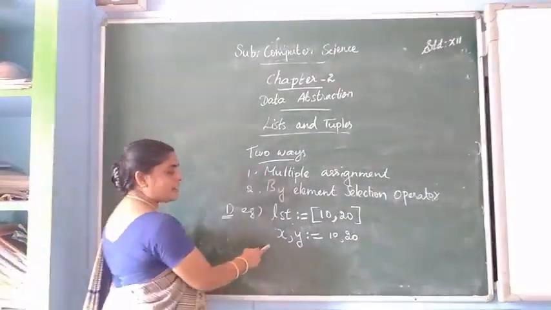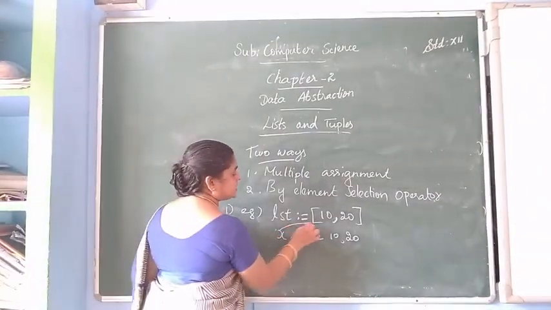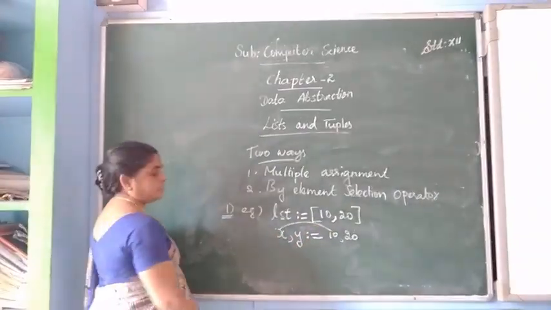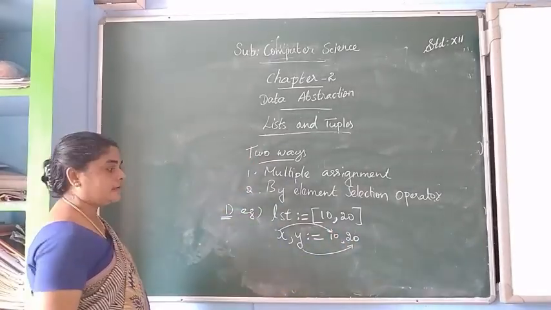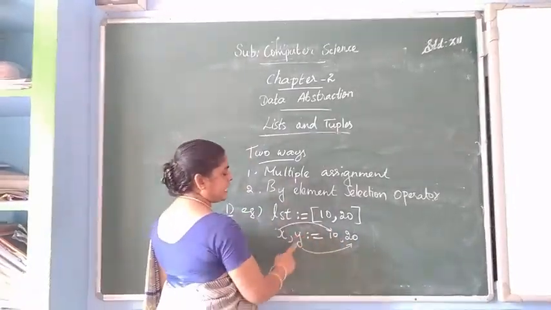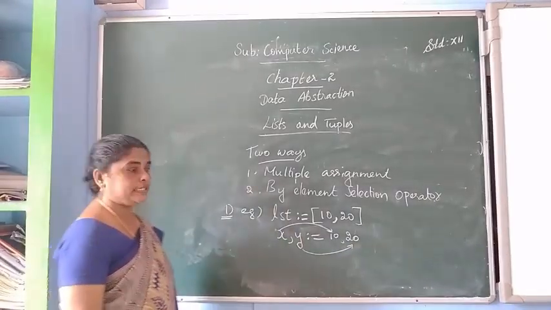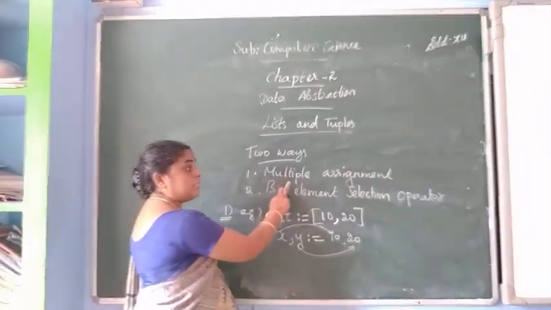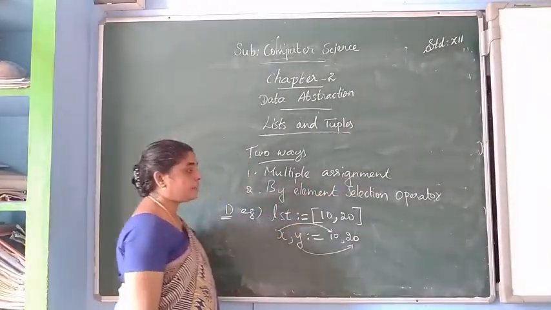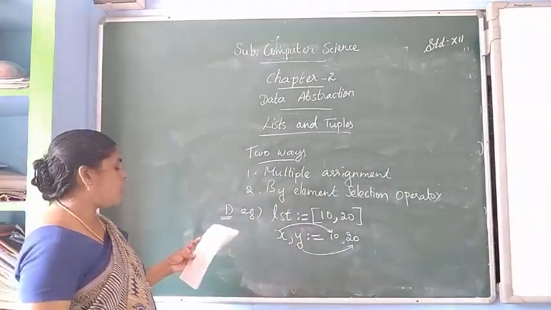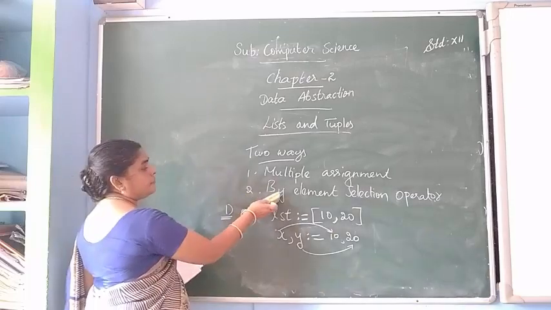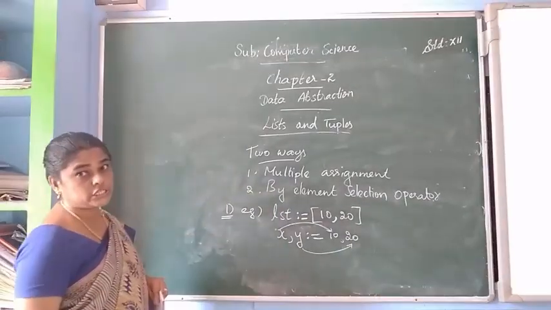So what is the value of x? 10 is the value of x. Then what is the value of y? 20. Okay, the value of x is 10 and the value of y is 20. This is what assignment? Multiple assignment. Can you understand this one? The next example is for the by element selection operator.